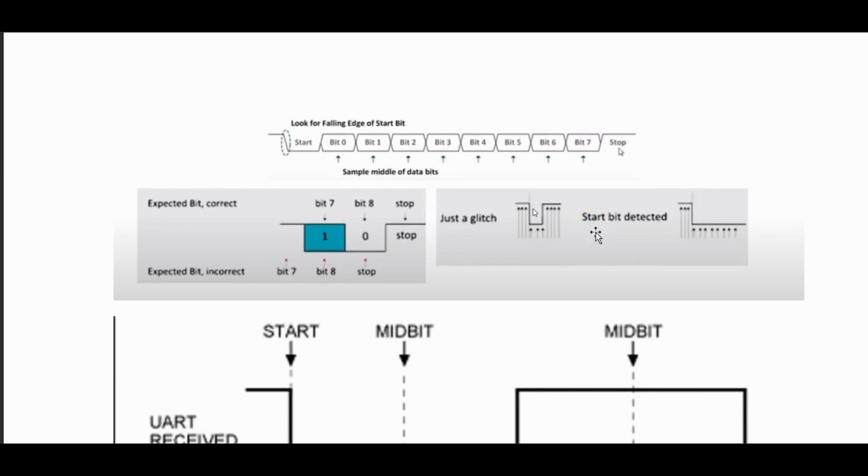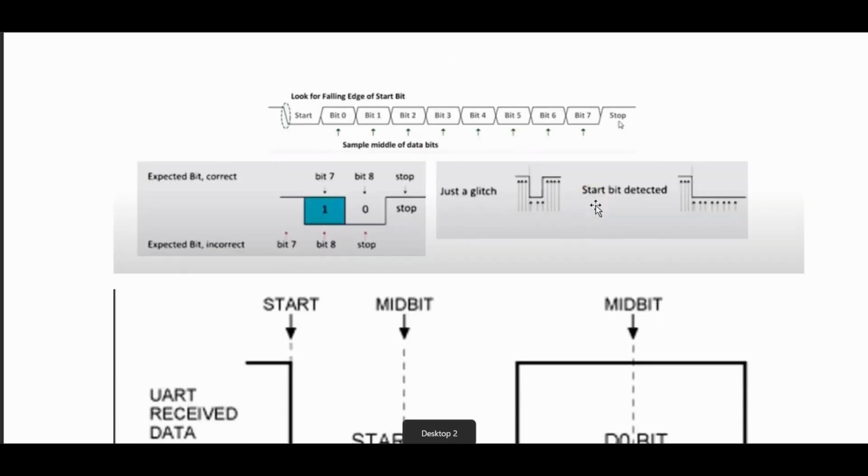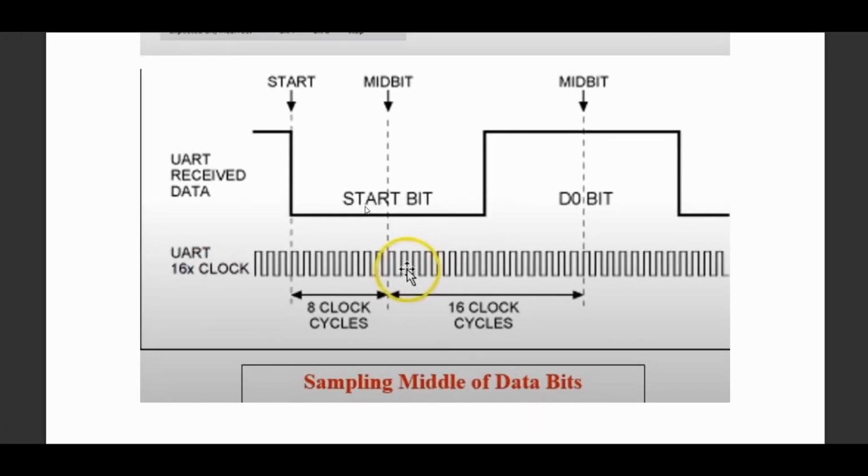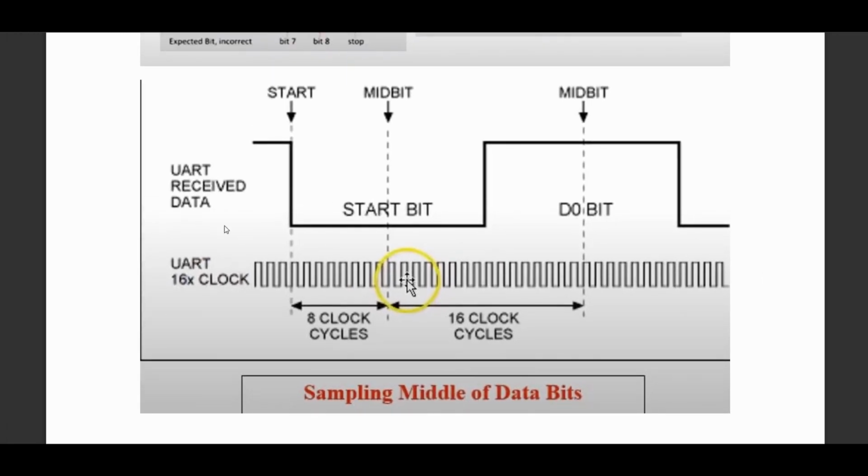But if we get a glitch here, that's why we have used the 9600 baud rate, which helps the start bit be detected so that it remains at 0 for a 100 milliseconds time period. And the next thing is the sampling of middle data bits. For the UART communication, we first use 8 clock cycles, and then we get 16 clock cycles, and we have a mid bit for every start bit, and for every data bit we check at the mid bit of the sampling data.